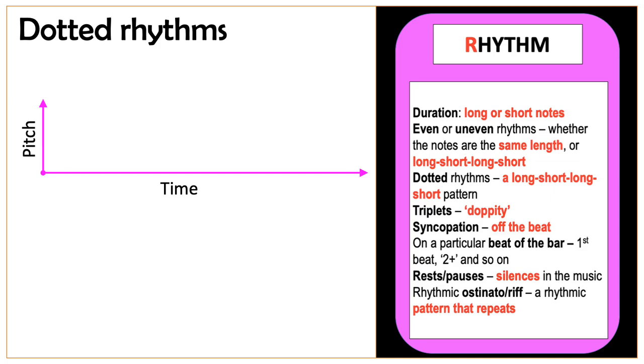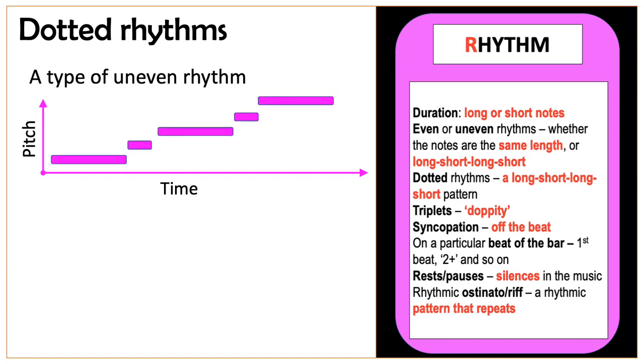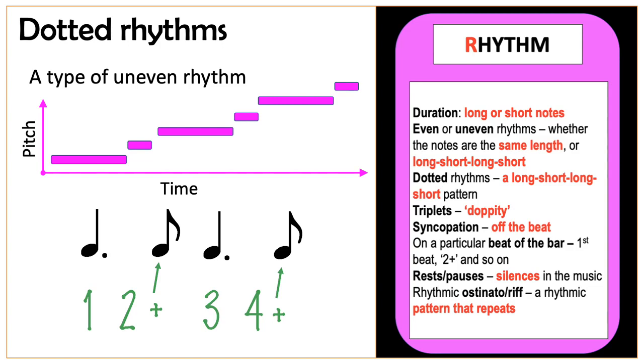Why are they called dotted notes? It's to do with how they are written. The longer notes have a dot after them to show that they are to be played longer. The short notes come on the and of beats 2 and 4. Here is a piece that you might recognise that is based on dotted rhythms.